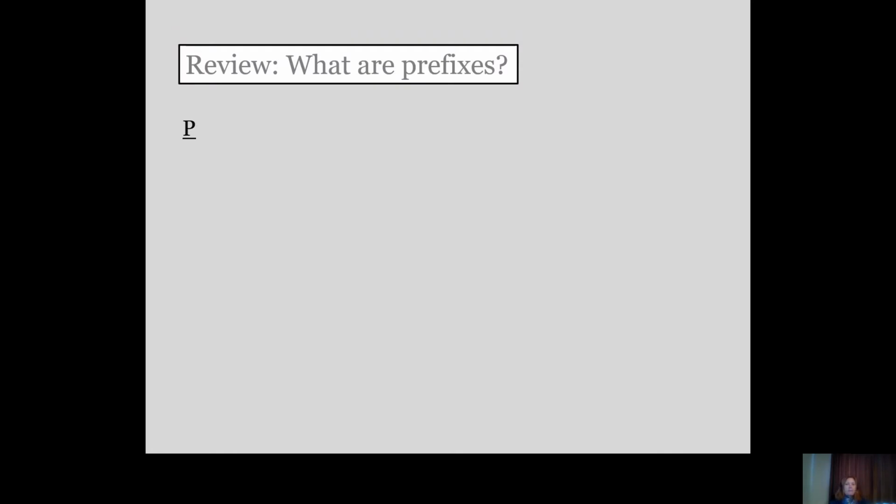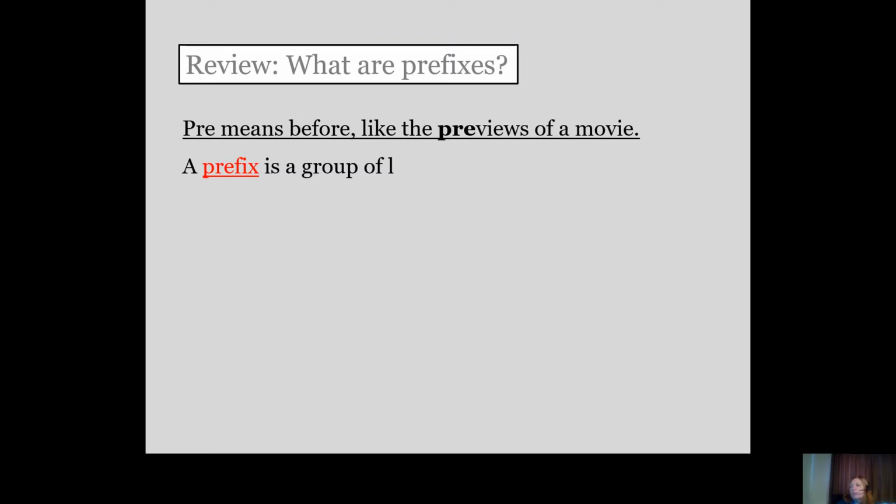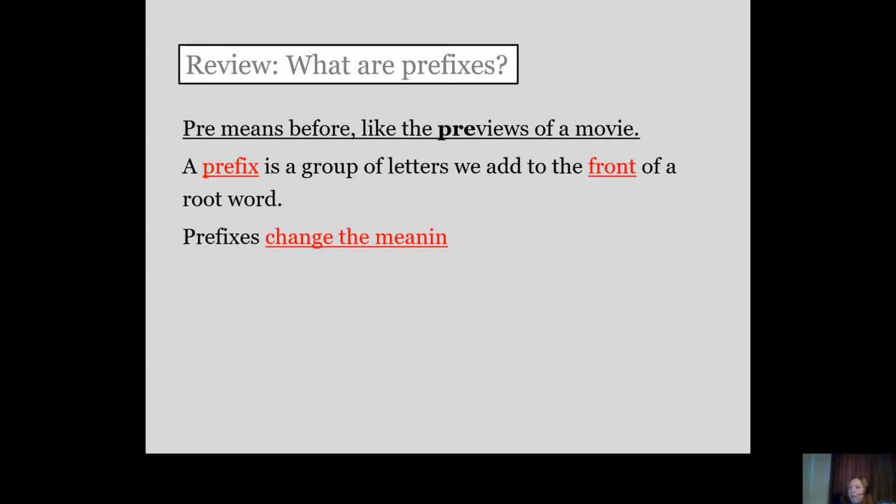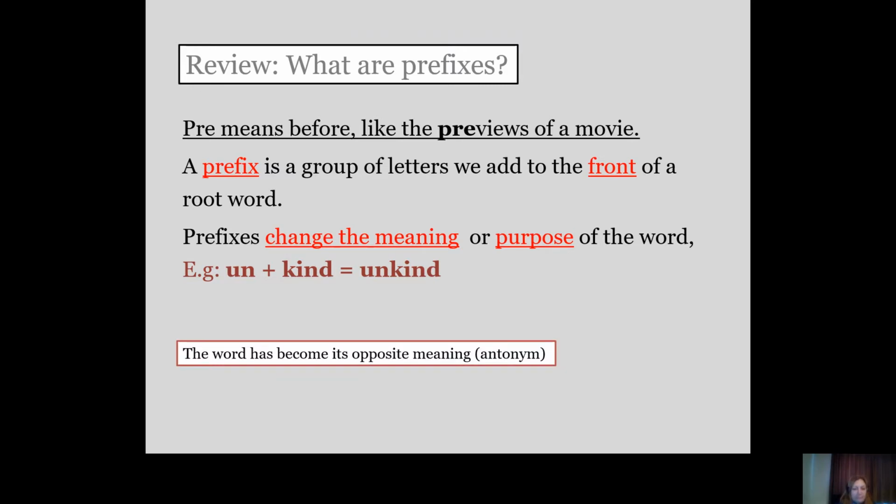So prefixes then, these are the ones that go at the beginning. Okay. Pre means before. Okay. For instance, previews of a movie. That's a good way to remember it. Pre means comes before. So a prefix is a group of letters we add to the front of a root word. Okay. Prefixes change the meaning of words. Okay, quite often a prefix will make it into an antonym, the opposite. Okay, antonym just means the opposite.